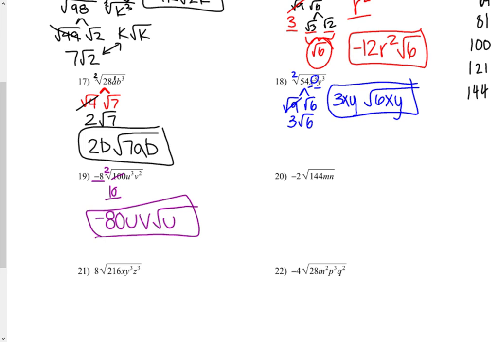Number 20 also has a perfect square underneath it. The square root of 144 is 12. We took the square root, so make sure that comes out of the square root. Multiplying it by my negative 2 on the outside, I get negative 24. When we go to take the square root of m or n, both of them are to the first power, and 2 can't go into 1, so we can't simplify either of those. We'll have m and n stuck underneath the square root.